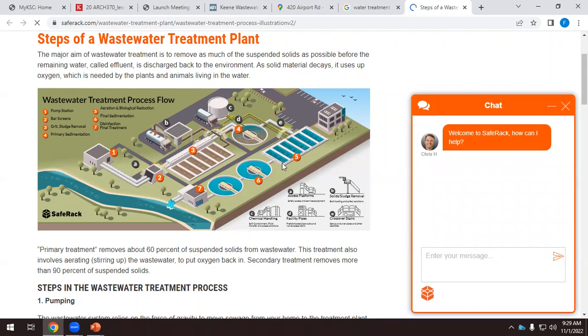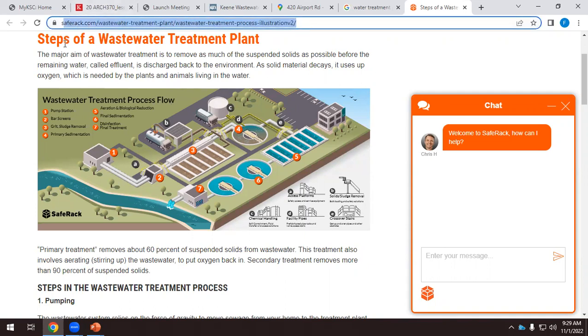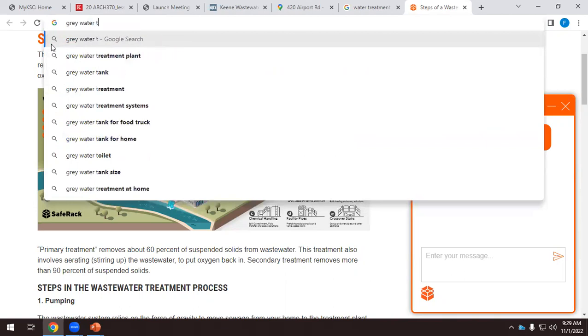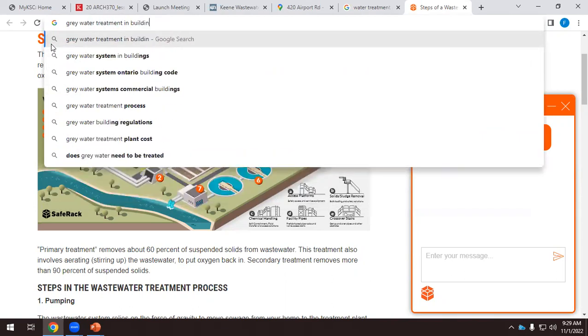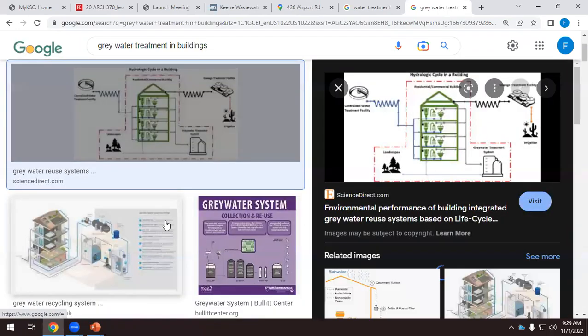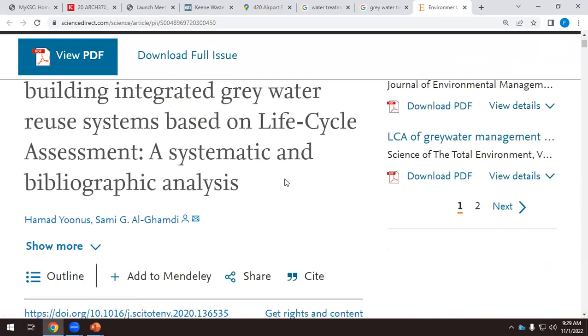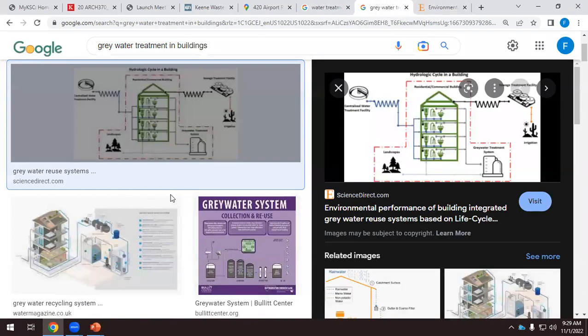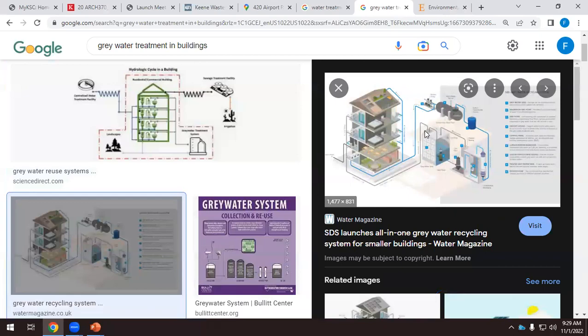We need this kind of facility in every single city, but the water that comes from the sinks or from the rain doesn't need this kind of water treatment. And in buildings, we can have tanks and we can reuse that water. So that's gray water treatment in buildings. This is a scientific article. I want something like that.